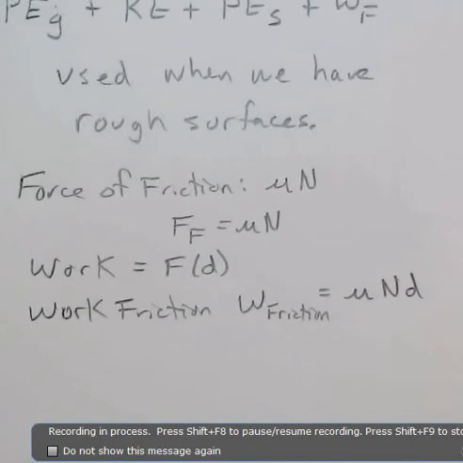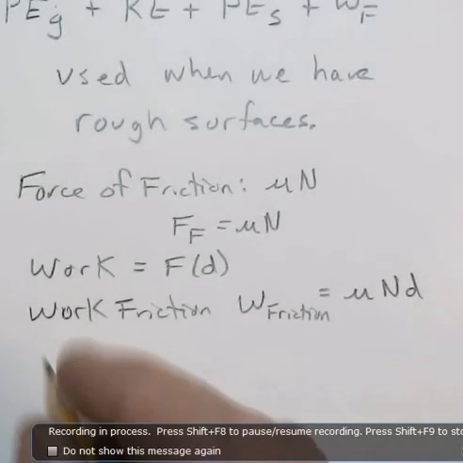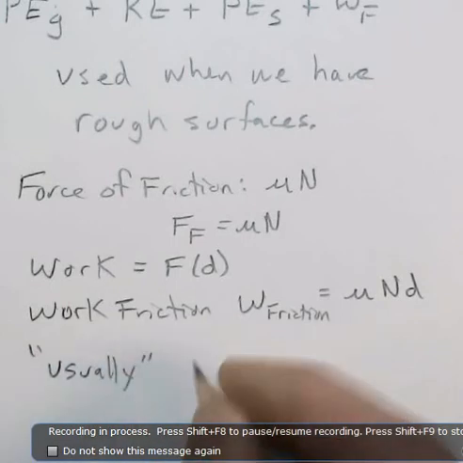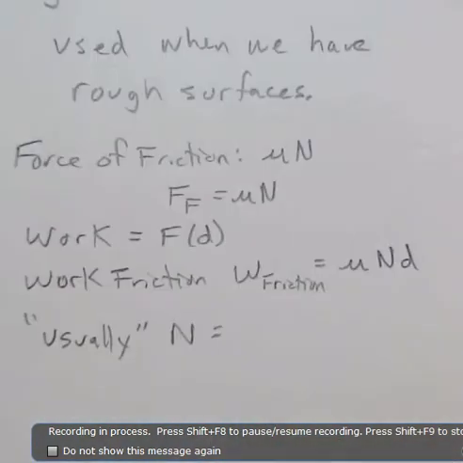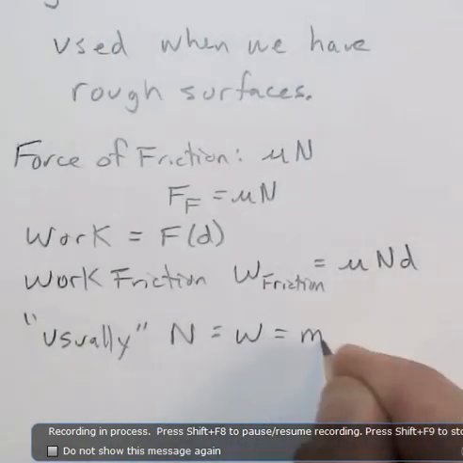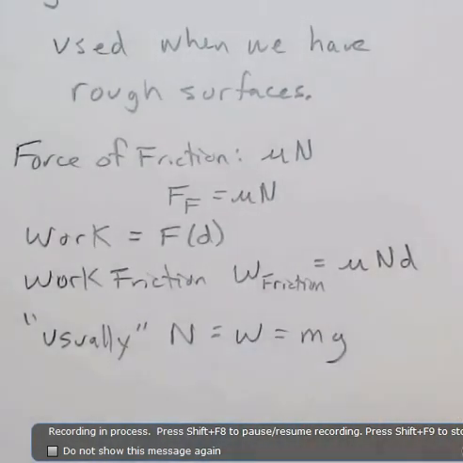Now, most of the time, what's the normal? Usually the normal is the weight, which is also known as mg. Why might that be a good thing in our problems? Because you've got an m there that you might be able to cancel with kinetic and potential. You're still going to have to use it if you've got the potential spring. So that's the new equation, the new thing we're going to do.